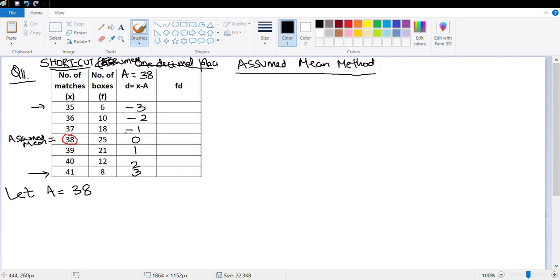Perfect. These are simpler numbers, and now I do exactly what I had done earlier, which is multiply f with x. In this case, multiply f with d. So I have to multiply with an easier and smaller number. 6 into negative 3, that's negative 18. That's negative 20. 18 into negative 1, negative 18. 0, 21, 24, 24. Let's check: negative 18, negative 20, negative 18, 0, 21, 24, 24. Now the next step is to calculate, like we used to calculate summation fx, summation fd.